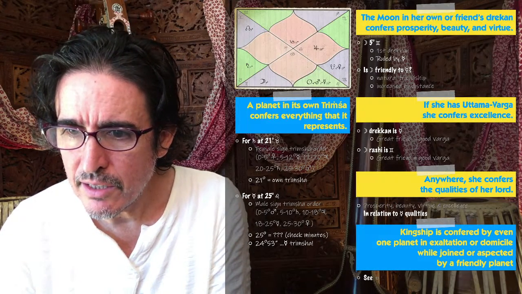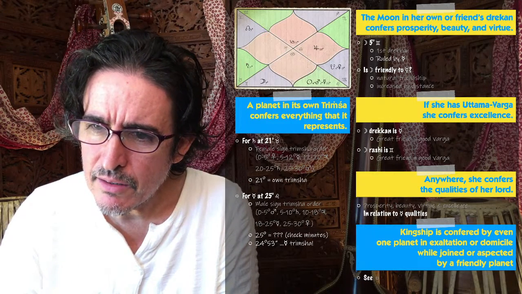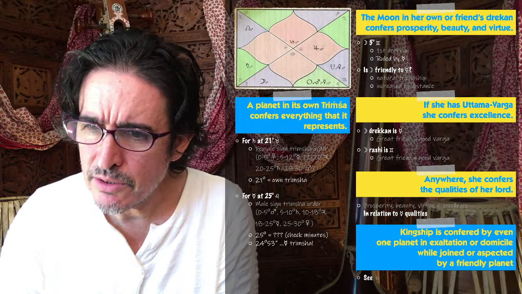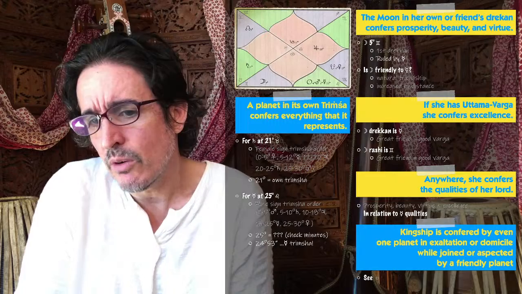Let's see what you guys are saying here. Bardo asks, if the fact that a planet is in its own Trimshamsa affects the planet's dignity, wouldn't it be easier to just skip the Trimshamsa step and analyze the direct effects of the planet's position in the Rasis? No, I don't see why.